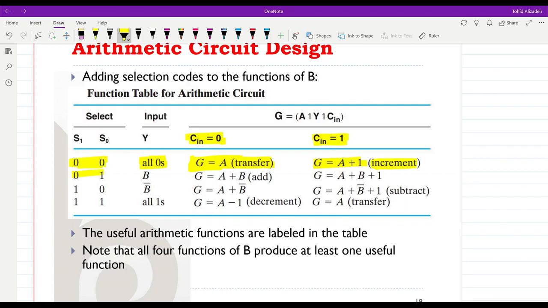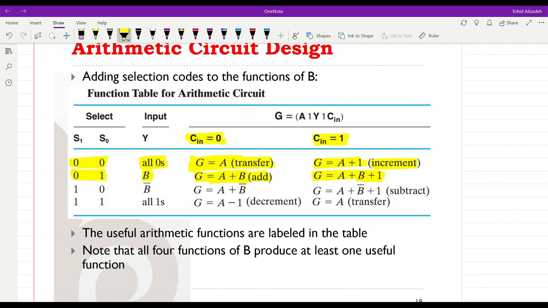When S1 and S0 are equal to 0 and 1, Y will be equal to B. Therefore, when Cin is equal to 0, we will have addition, A plus B. When Cin is equal to 1, we will have A plus B plus 1. So 1 will also be added over there. Later we will see whether it's useful or not.